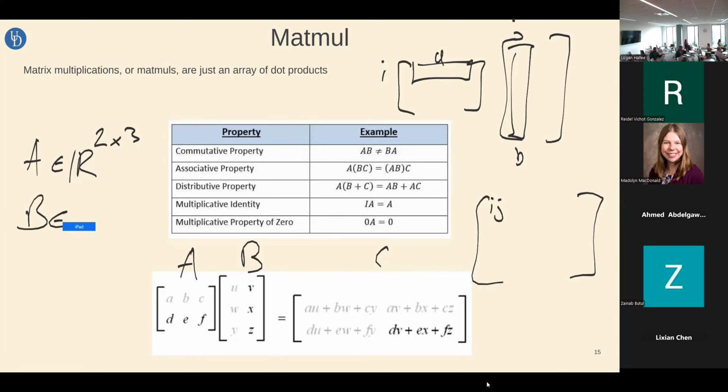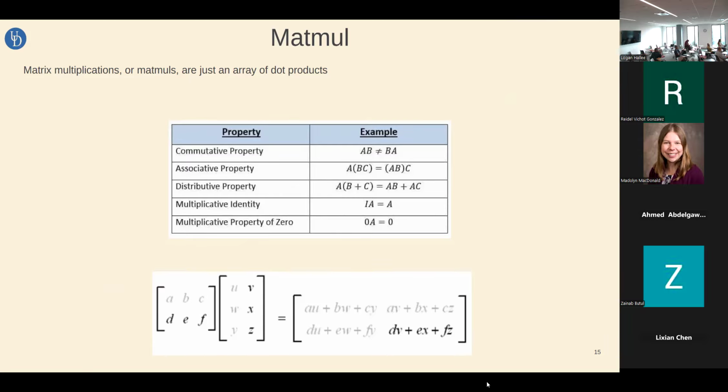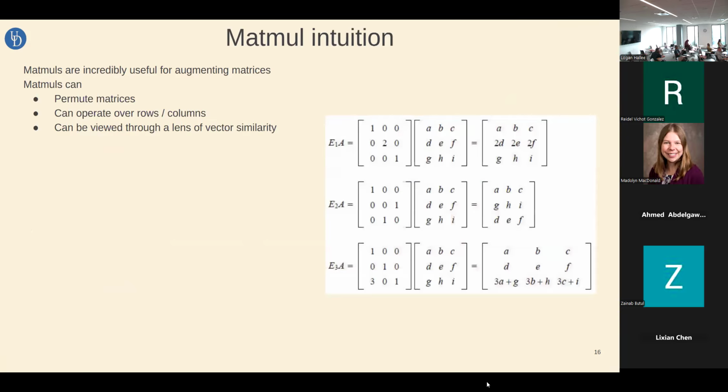B, of course, if you can multiply it, it has to have the same number of rows as this one has columns. So this one must be a 3. It's actually a 3 by 2. There's a neat trick to figure out what the resultant matrix is going to be: if you write out the shapes, you do this little cancel. It's going to be 2 by 2. And again, we see that we have a 2 by 2 and we actually have 4 dot products. So that's the most basic description of matmuls. They're really, really versatile operations.